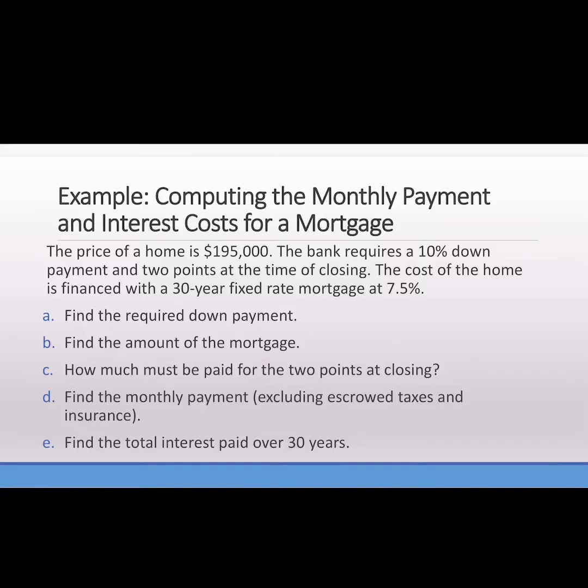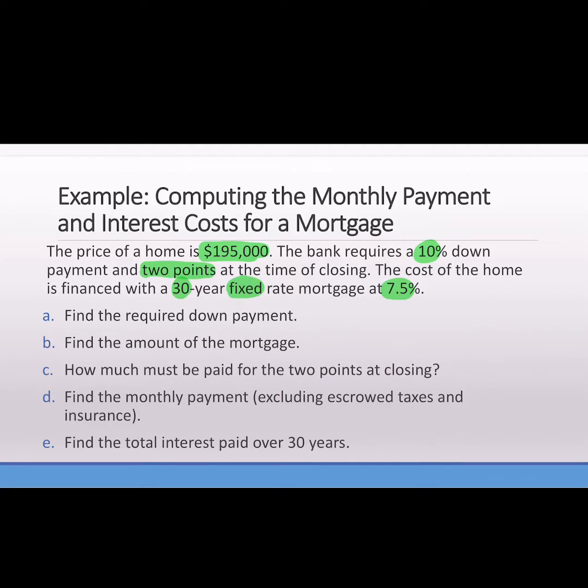Let's go ahead and look at an example here. The price of a home, I'm going to highlight this one, is $195,000. The bank requires a 10% down payment and you're paying 2 points at the time of the closing. The cost of the home is financed for 30 years at a fixed rate and the mortgage is 7.5%. So let's see what they're asking you for.